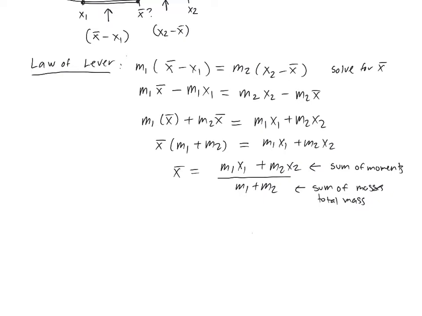This pattern stays. If you had 3 things, I'd have m1 x1, m2 x2, m3 x3 added in my numerator, all divided by the sum of the masses. That generalizes to if you have more than two things. It's just that it gets tedious to do the solving. Does that make sense? Okay, so we're going to use that to actually find the center of mass for example 2.